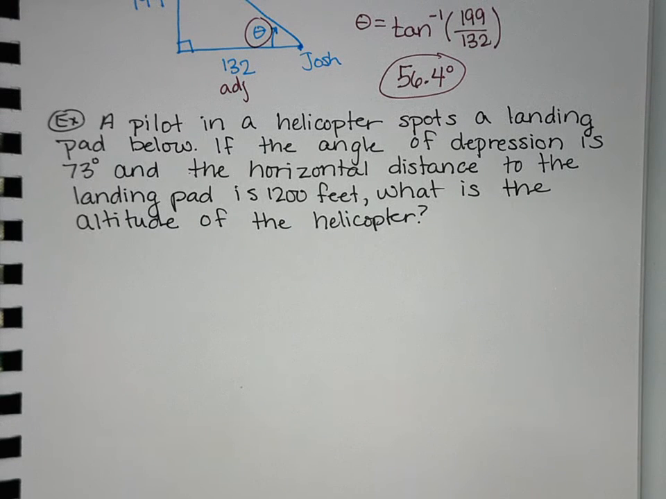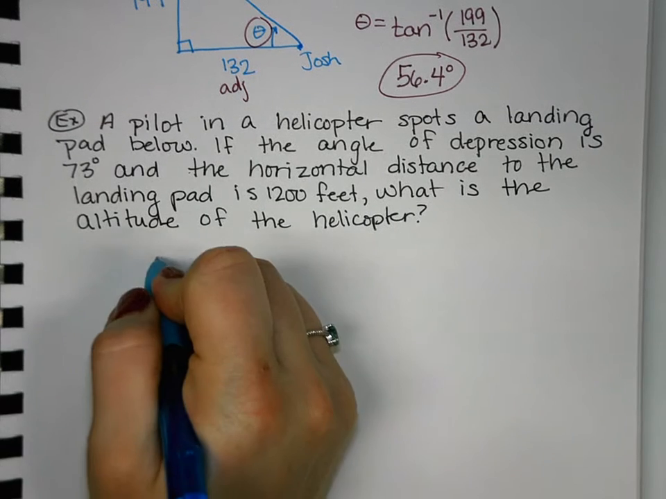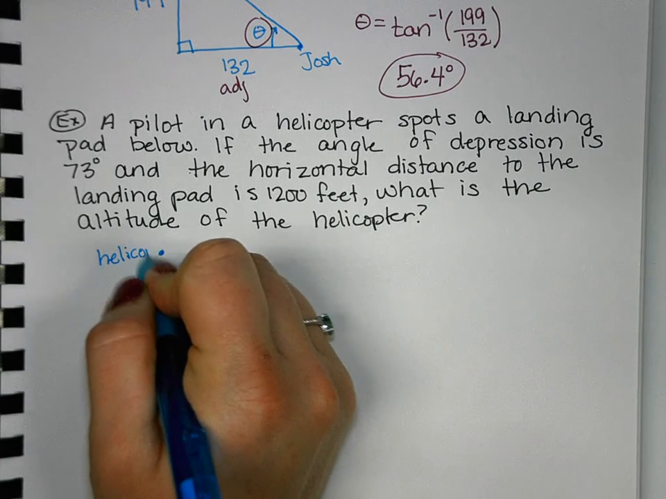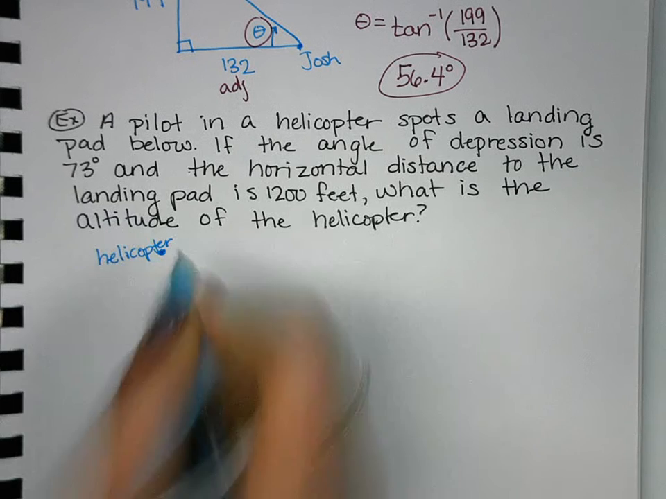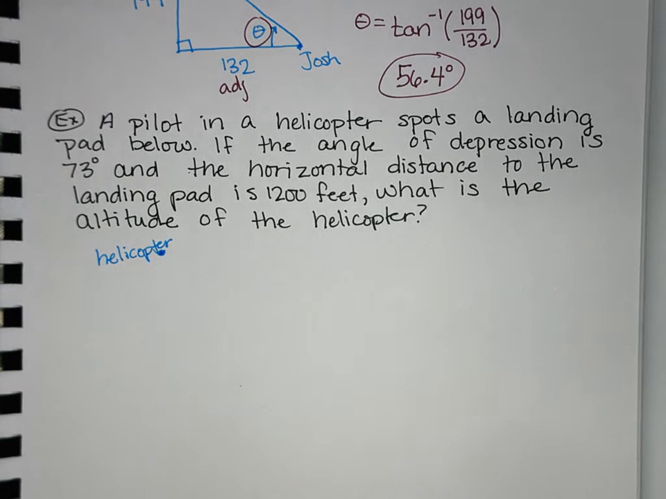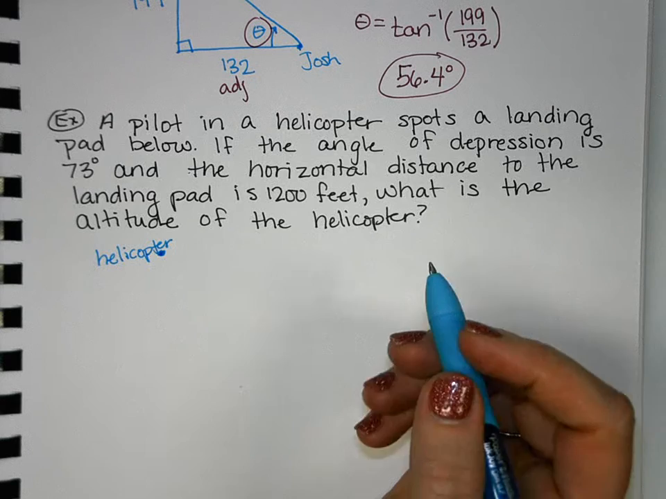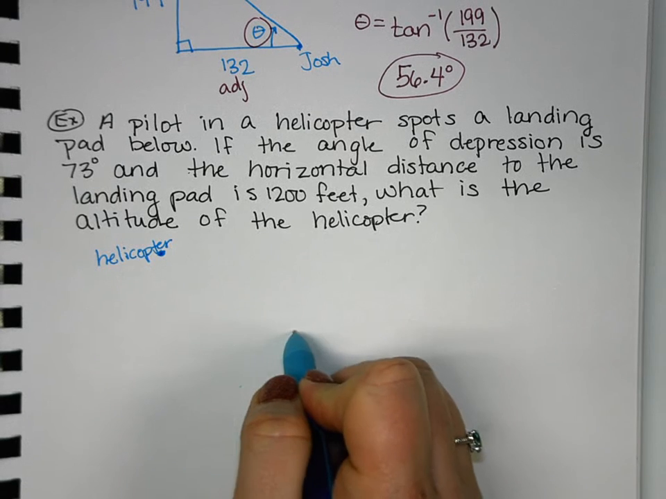Okay. So this one we're talking about a helicopter pilot. So here's our helicopter. Again, I'm not artistic, so I'm just going to write helicopter and do a point. That's my helicopter. Okay, so we have a helicopter, and it spots a landing pad below. So our landing pad is over here.